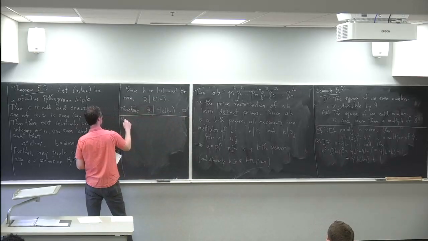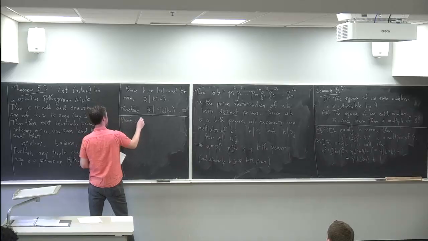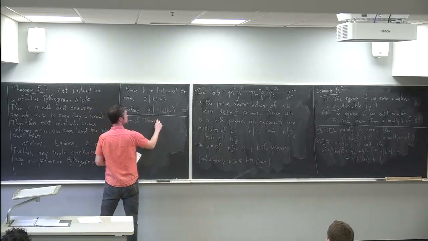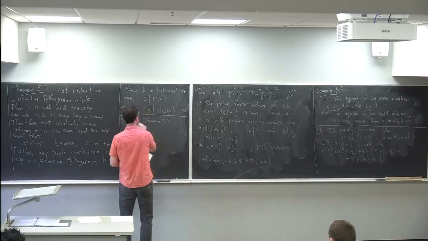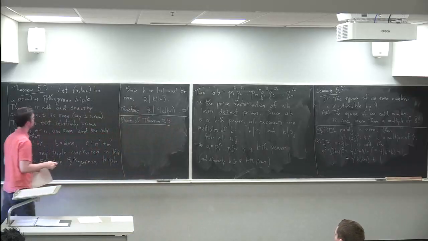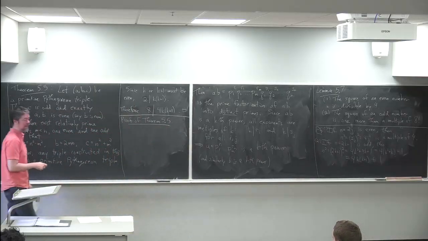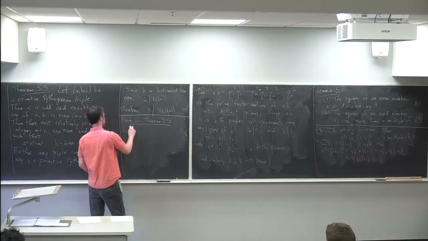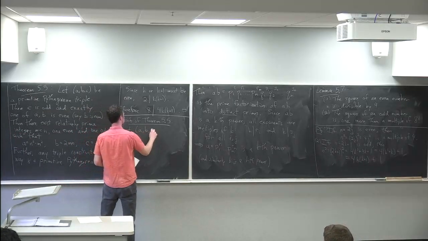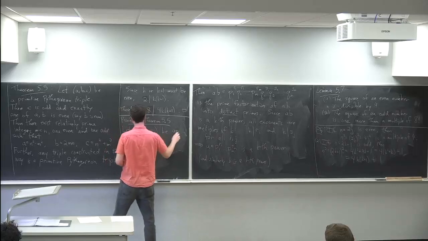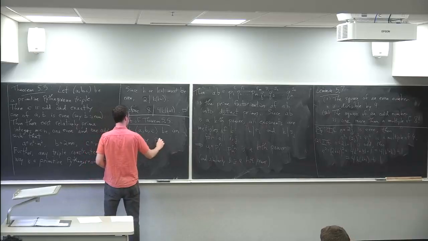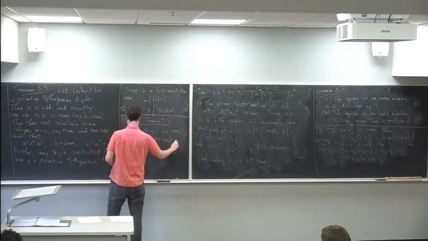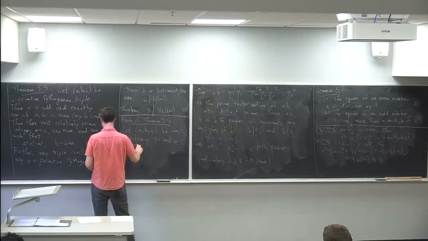And we're ready to properly prove this theorem 5.5, at least the main part that we didn't prove yet. So we're going to start by saying, let's let A, B, C be an arbitrary, primitive, Pythagorean triple.